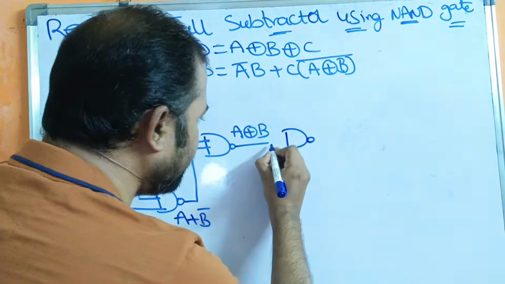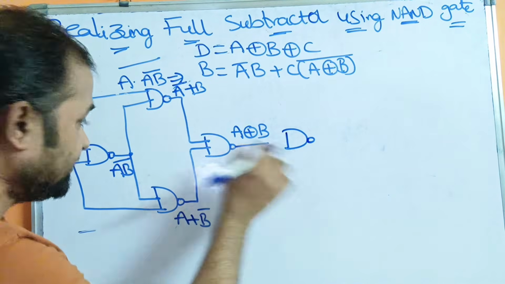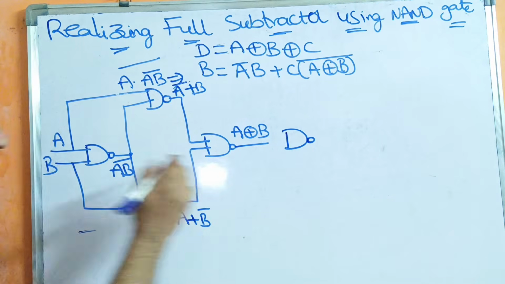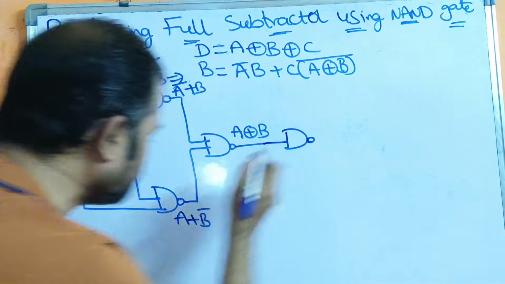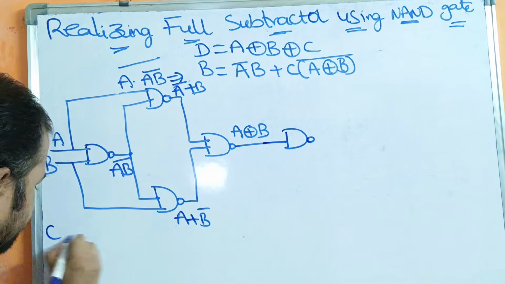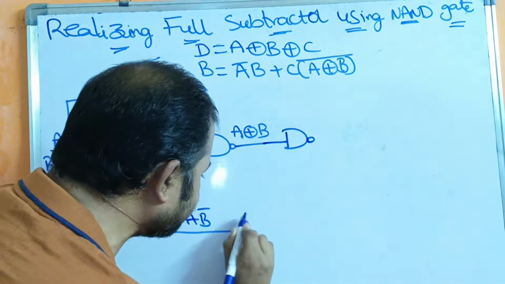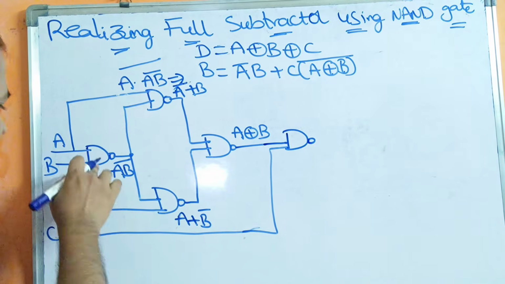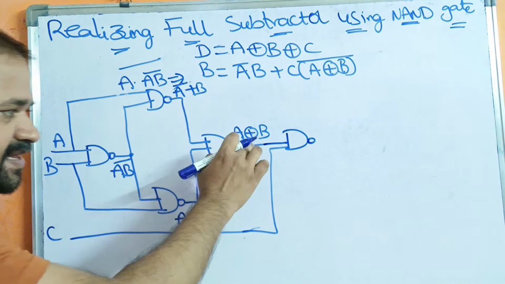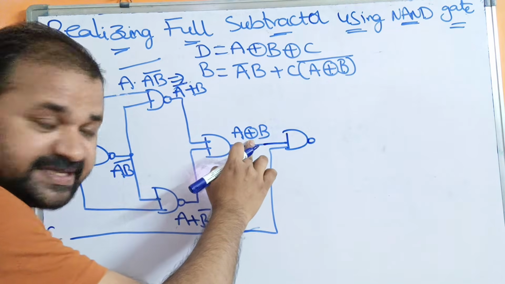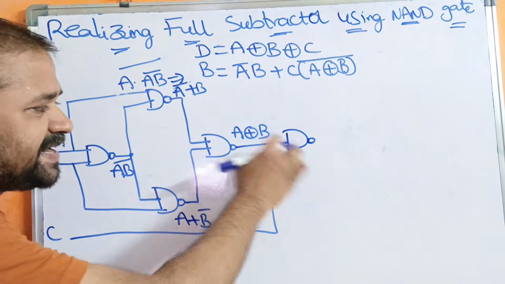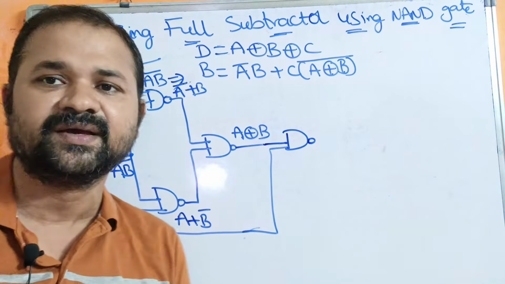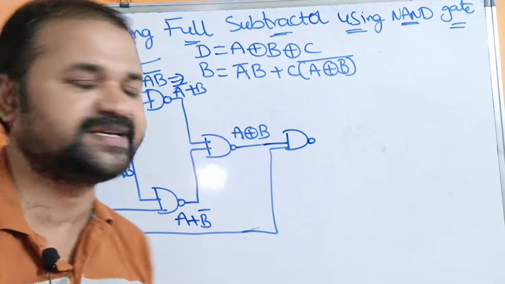So this is the first NAND gate in this structure. Here it receives inputs A and B, where A means A exclusive OR B, whereas the next input symbol is C. If it receives input from A and B, then it produces A exclusive OR B as the result. Whereas if this NAND gate receives input from A exclusive OR B and C, then it produces A exclusive OR B exclusive OR C as the output.